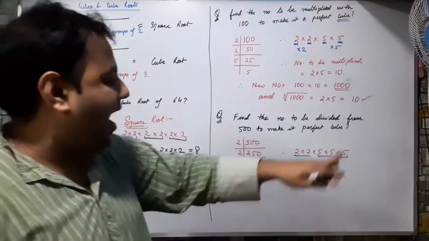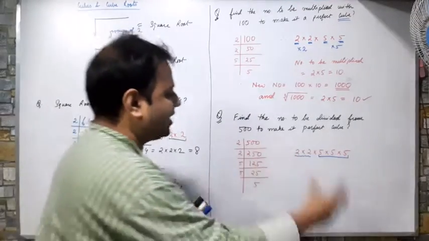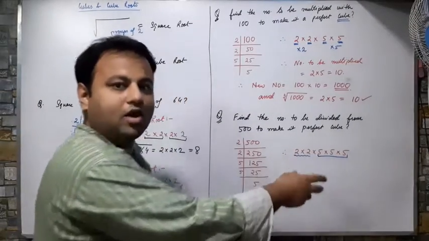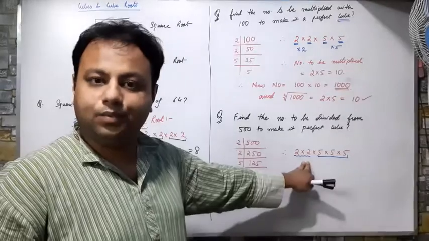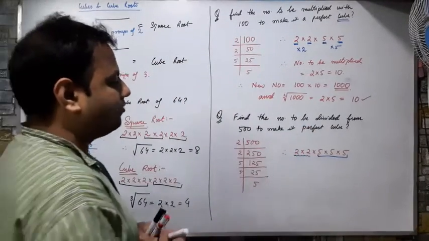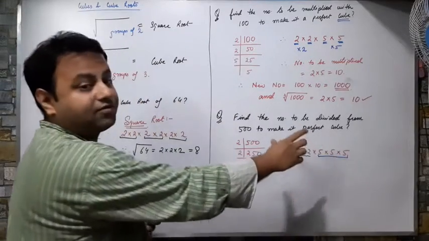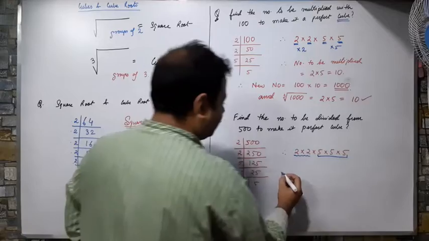Either I have to add one 2 or I have to remove these 2's. Either I can attach one more 2 to it, so I will get a group, or I have to remove this 2 into 2. So what do I have to remove? I have to remove both the 2's so that I get only this part, which is a perfect cube. So what will I remove?